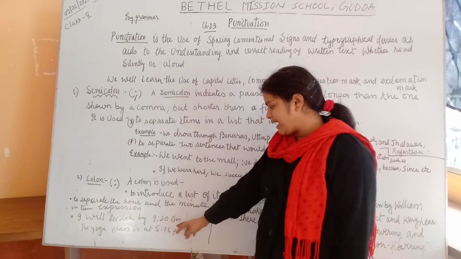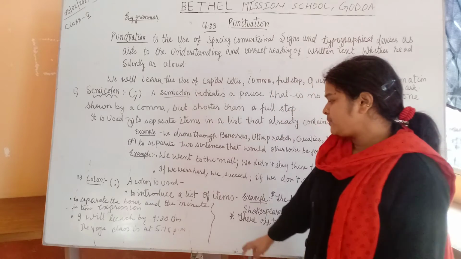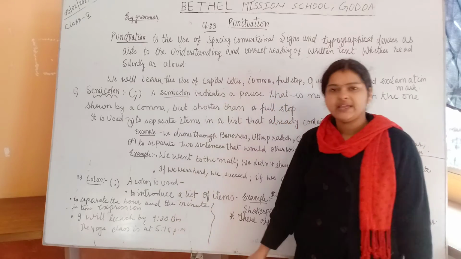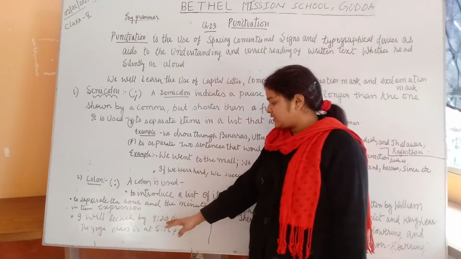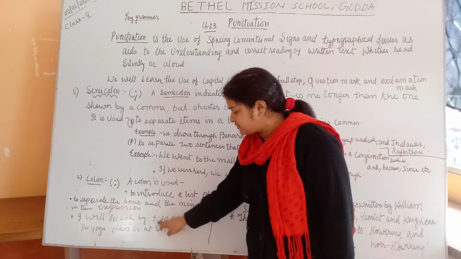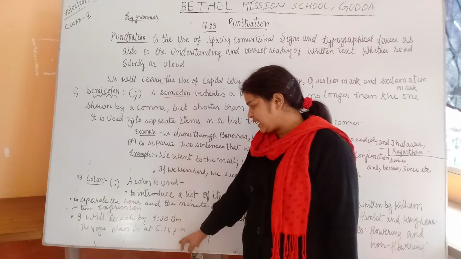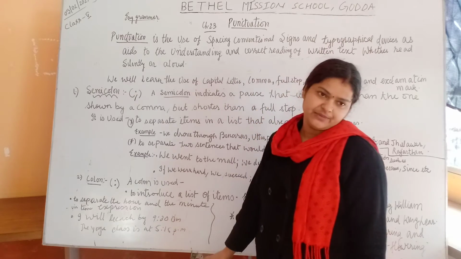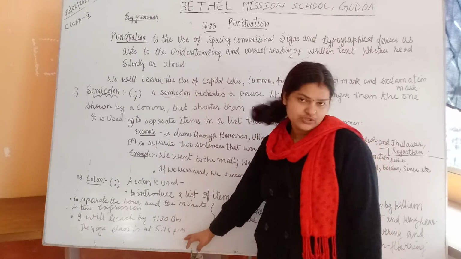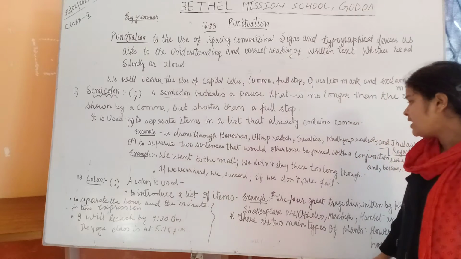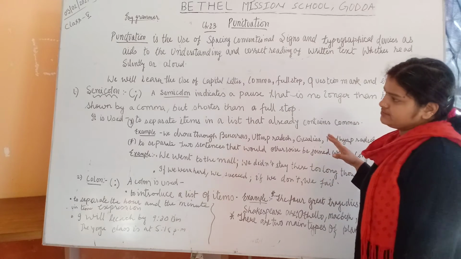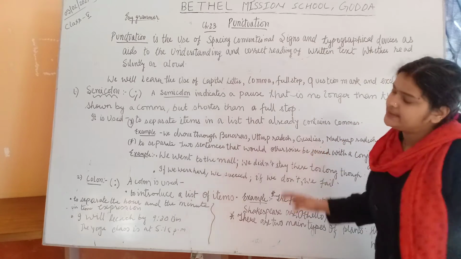I will reach by 9:30 a.m. That means 9 and 30 are separated by the colon. The yoga class is at 5:15 p.m. This is also shown by a colon. So I will be explaining a few more parts. Let's see.